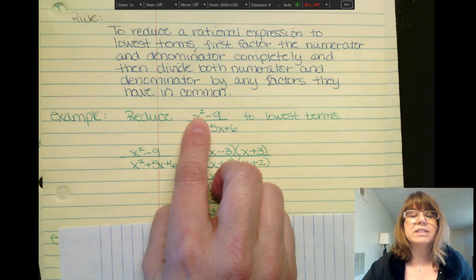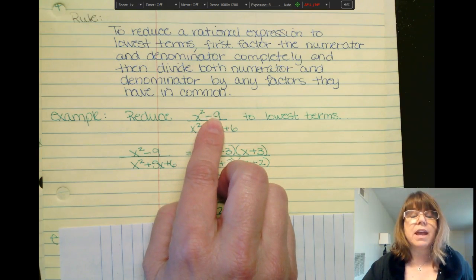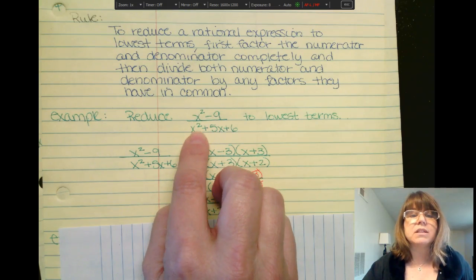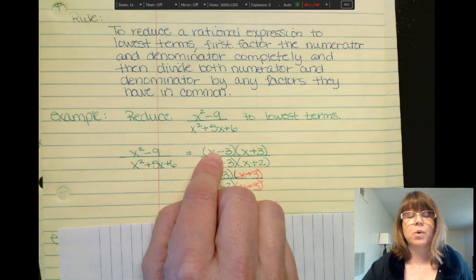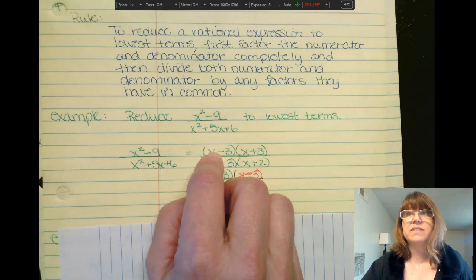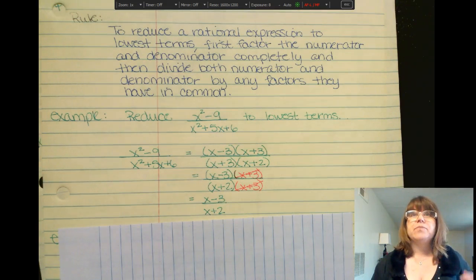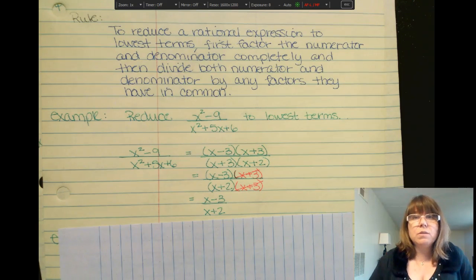Because this x squared is attached to something else, so it is not the same thing. This x squared on top is not the same x squared that's on the bottom. You must factor it and see what factors they both have in common. It's very similar to saying 2a all over 2b. A and b are not the same, although they're letters. I can't just cancel them out.